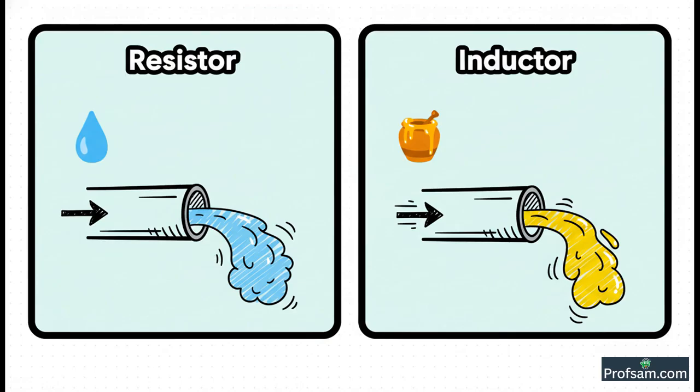But an inductor is different. It's like the pipe is filled with a very thick, heavy liquid, maybe like honey or something. When you start to push, it takes a little time for the flow to actually begin. And when you try to stop, it wants to keep flowing for a moment. This is the main point. An inductor resists the change in current, not the current itself.